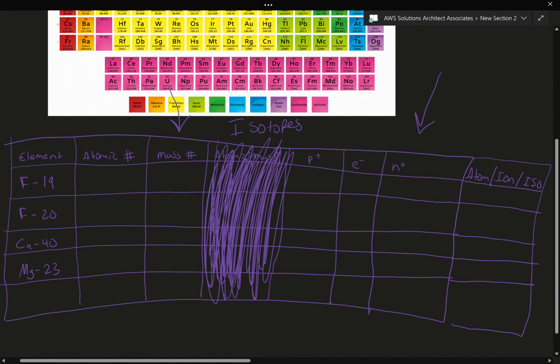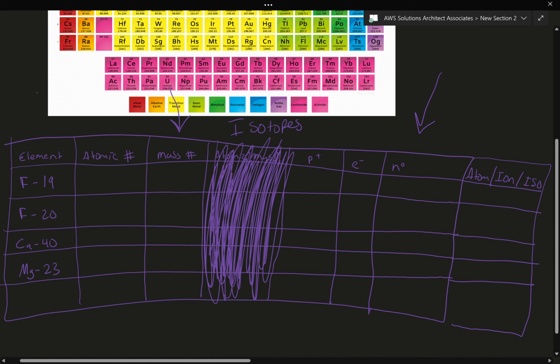A few students have told me in the past that the way they identify an isotope is if they see the element in this format, F-20, then they'll say it's an isotope. You may be right, you may be wrong. That is a terrible way of identifying isotopes. To identify an isotope, you need to look on your periodic table.